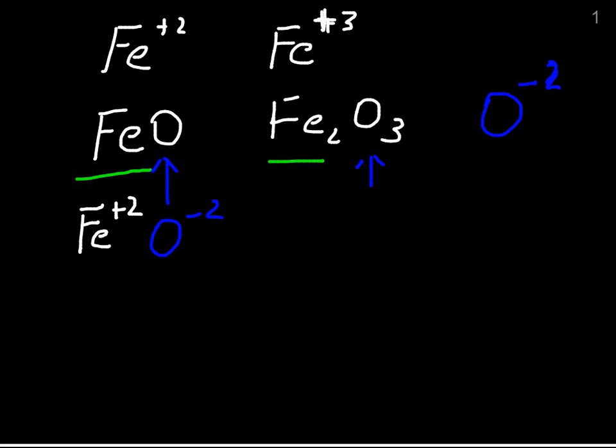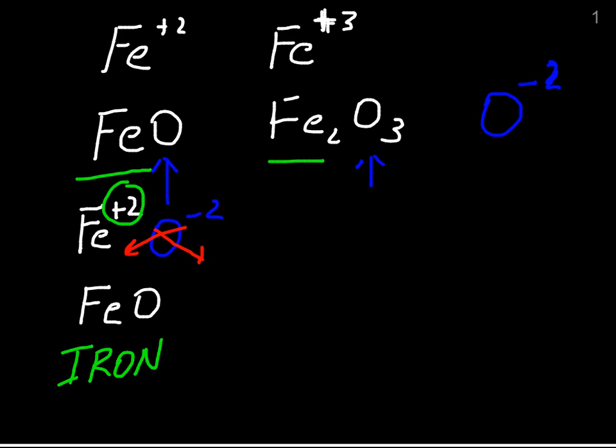According to the crisscross method, if I drop it down there and drop it down there and then reduce it back, I am going to end up with FeO. Now, since that iron had this +2 charge, the name of this compound becomes iron(II) oxide, where that Roman numeral II represents the charge on the cation.